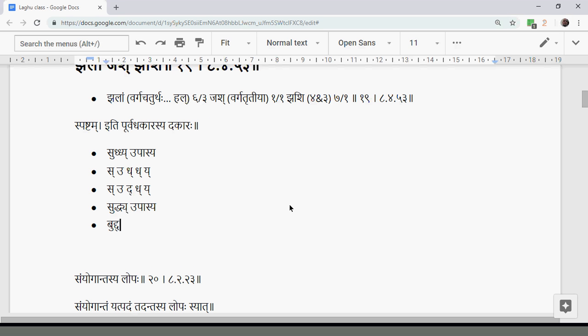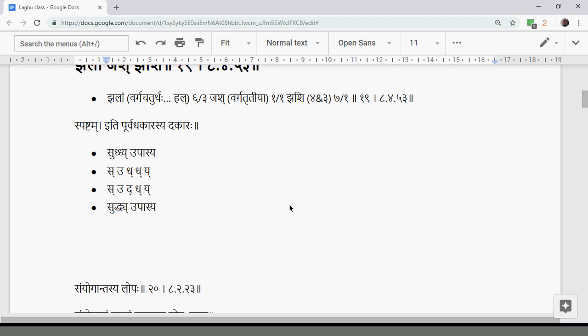Even in Buddhi, you see Buddhi, in Buddhi also, same reason. See Buddh and Dha, Buddhi. See, in this situation also you have what? This Dhakara and this Dhakara. This Dhakara becomes Dakara, it becomes Jash. And then when you join together, it will go and sit below the Dhakara, although it is later. So you get Buddhi. That's how you get Buddhi as well.